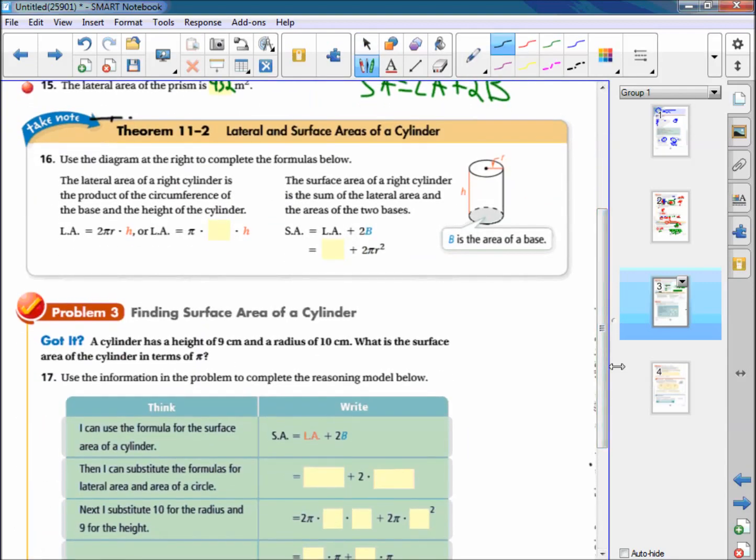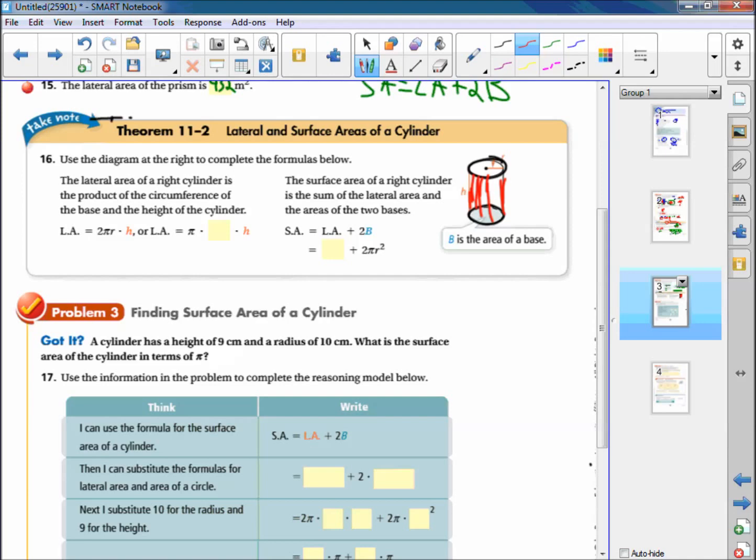Okay, next we have theorem 11-2, lateral and surface area of cylinders. So just like a prism, the lateral area is the distance around, okay? So we have first our bases, so these are our bases, and then the lateral area is going to be all of this stuff that goes around the 2 bases, okay? So in this case, it's a little bit different because we have a curve on it. It's not polygons around the sides. So use the diagram at the right to complete the formulas below.